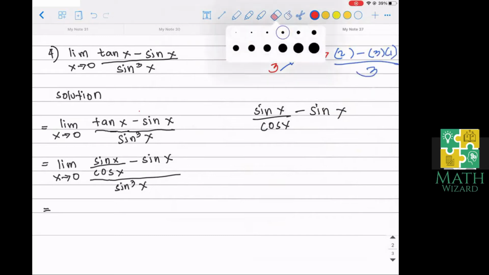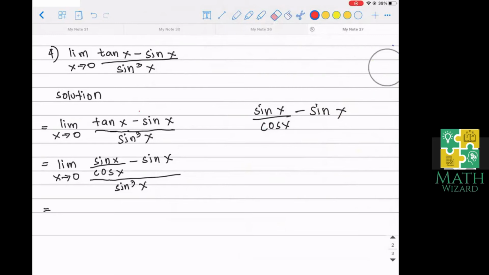Now, applying that to this one, sin x over cosine x minus sin x, this becomes, directly multiply na natin para hindi na tayo mahirapan. That would be the process. So sin x minus cosine x times sin x, or this becomes sin x cosine x over cosine x.